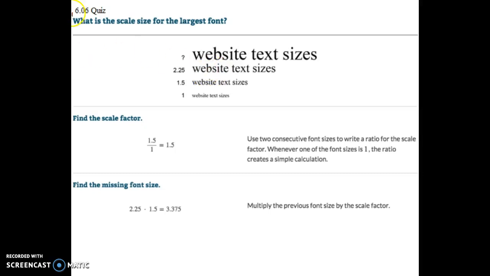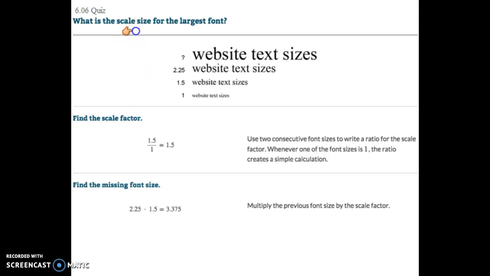All right, this is quiz 6.06. A couple different concepts in this quiz. The first couple of quiz questions are going to ask you about what size font should be used. Different publishers will use different size fonts depending on what they want to do.